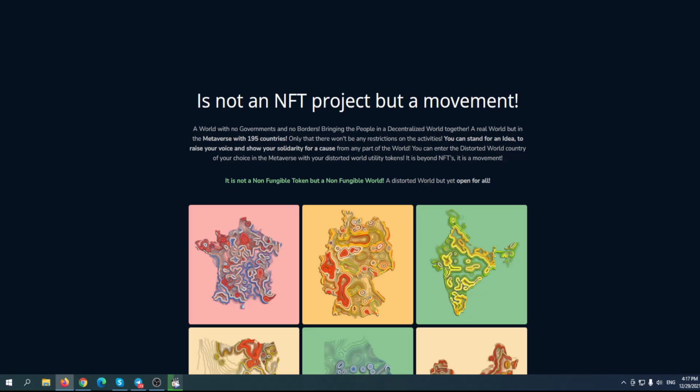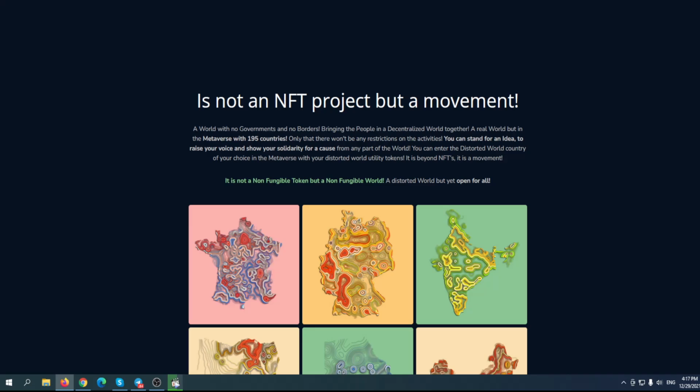But they have some great plans for the future. A world with no government and no border, bringing people in a decentralized world together. A real world, but in the Metaverse, with 195 countries. Only that there won't be any restrictions on the activities. You can stand for an idea, raise your voice, and show your solidarity for a cause from any part of the world. You can enter the Distorted World country of your choice in the Metaverse with your Distorted World utility tokens. It is beyond NFTs, it's a movement.